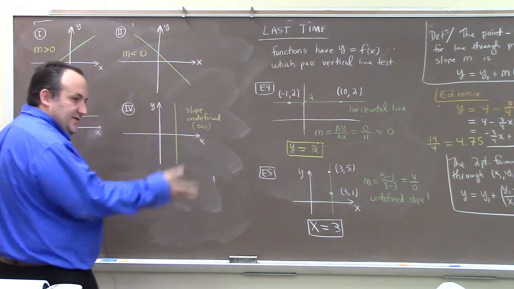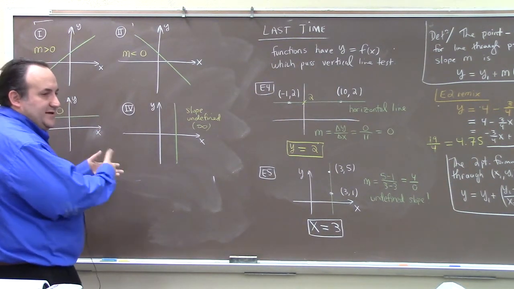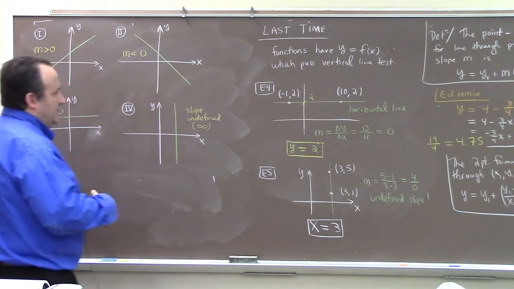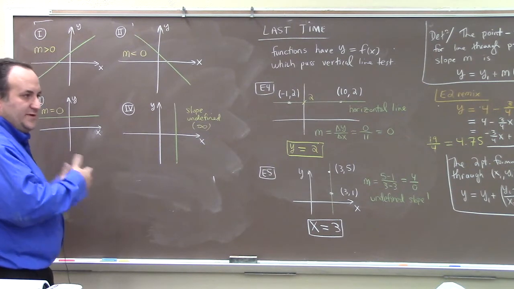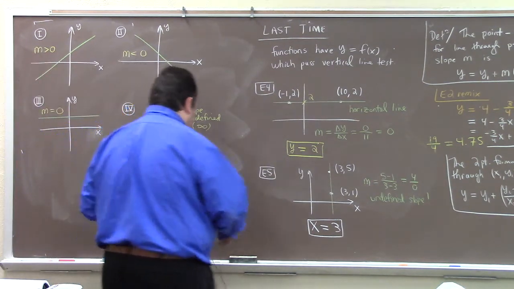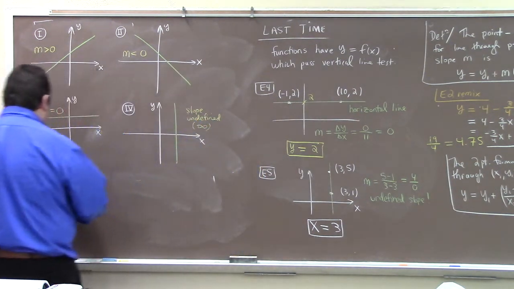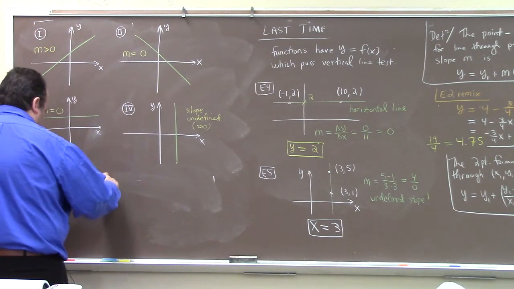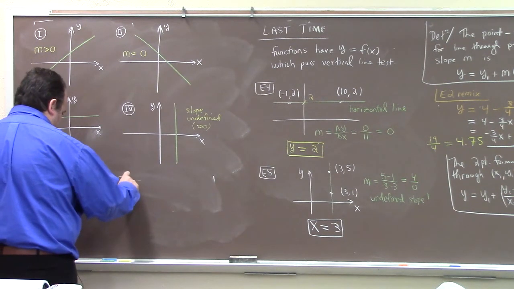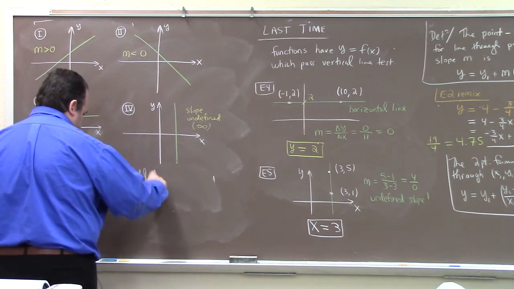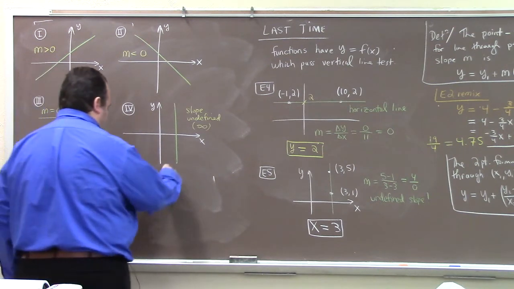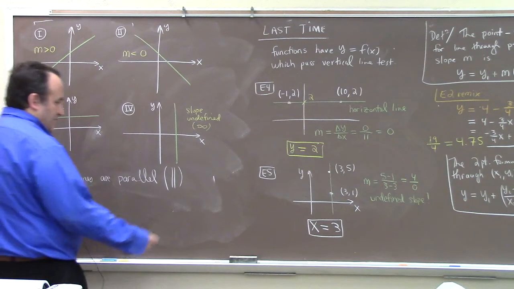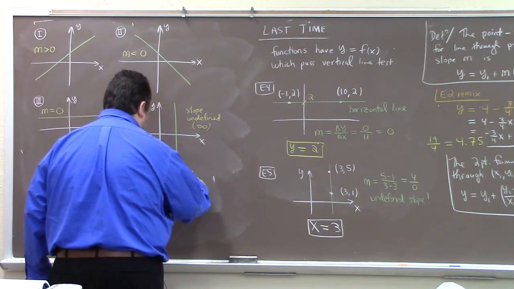So we will do more of these next class, but I wanted to go ahead to the next discussion topic for lines, which is parallel versus perpendicular lines. All right, so what do we mean when two lines are parallel? I use the following symbol for parallel. That means what? They have the same slope.